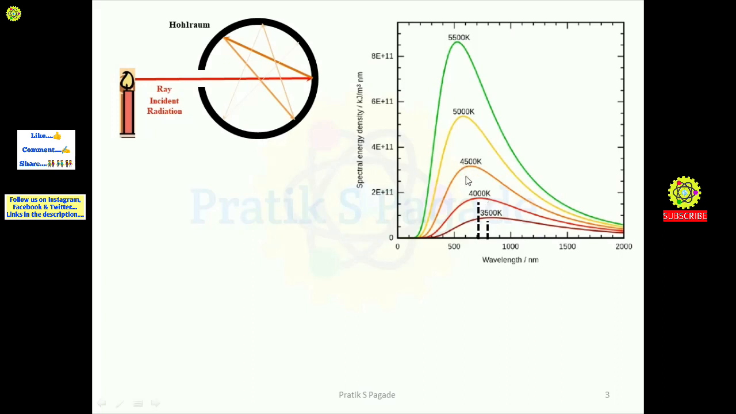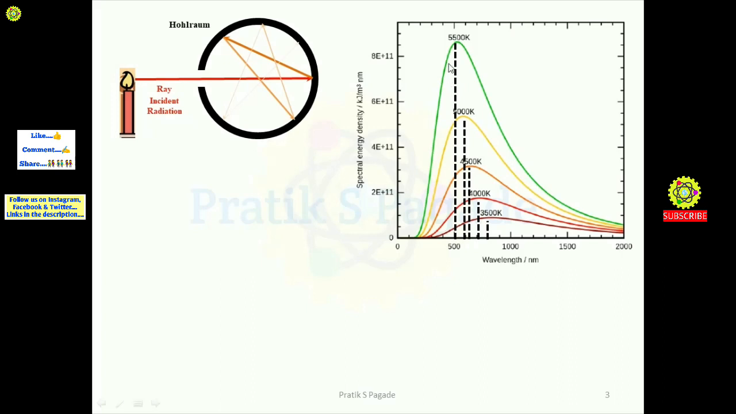Further, now we will see the next example. At a constant temperature of 4500 Kelvin, similarly, as the wavelength increases, our spectral energy increases, and at some wavelength it is maximum. Further after that, the spectral energy again decreases, as you can see here. This is the same for the 5000 Kelvin line, and then again for the 5500 Kelvin temperature.